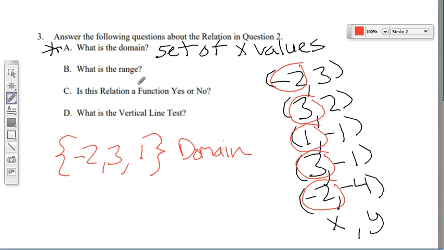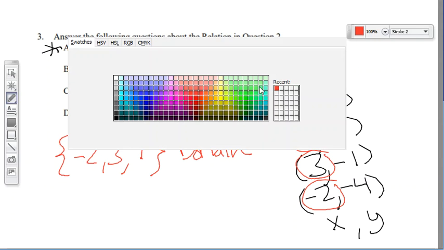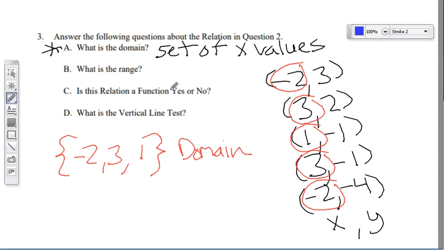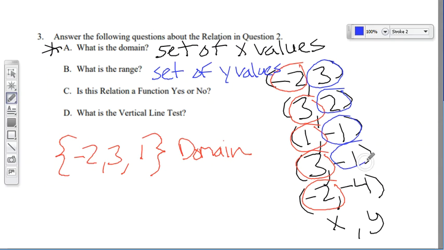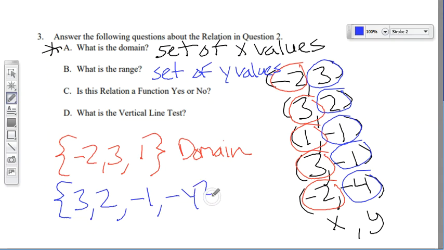And then the second question, or question B, says what is the range? And the range is the set of your y values. So when we look at our ordered pairs here, 3, 2, -1, -1, -4, those are our y values. So if we list that as a set, that is our range, 3, 2, -1, -4.